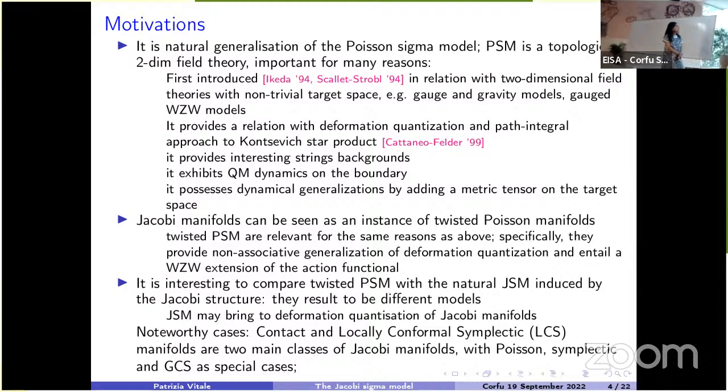So what are Jacobi manifolds? They can be seen as an instance of twisted Poisson manifolds, namely the skew symmetric tensor, which I will use on this target space, is not Poisson, it is almost Poisson. And then one can construct sigma models on this kind of manifolds, which are interesting and relevant for the same reason as above.